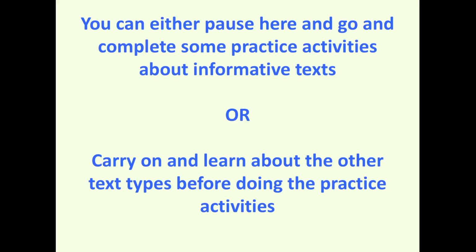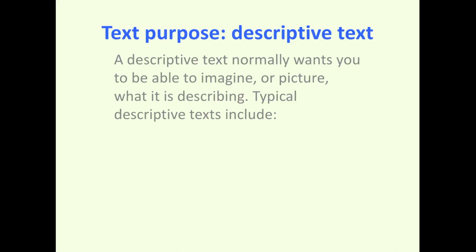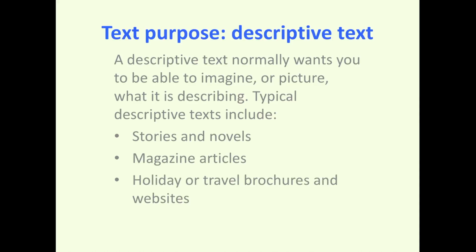You can either pause here and go and complete some practice activities about informative texts, or carry on and learn about the other text types before doing the practice activities. Next, we're going to look at descriptive text. A descriptive text normally wants you to be able to imagine or picture what it's describing. Typical descriptive texts include stories and novels, magazine articles, holiday or travel brochures and websites.